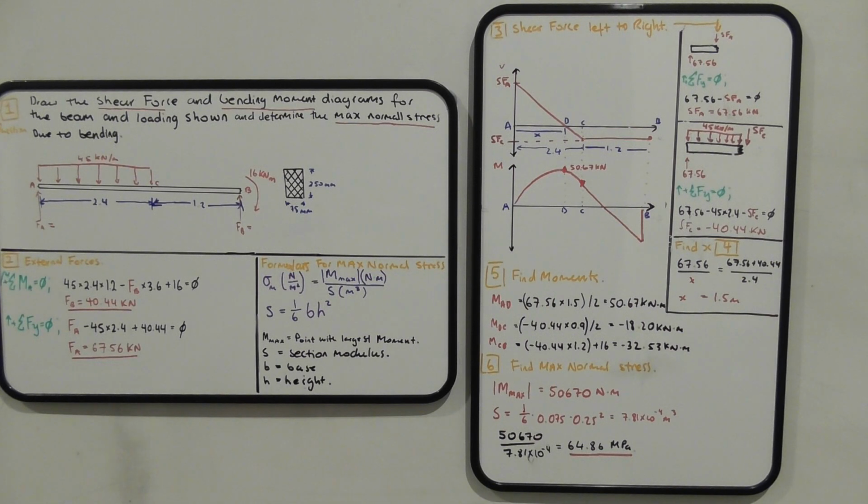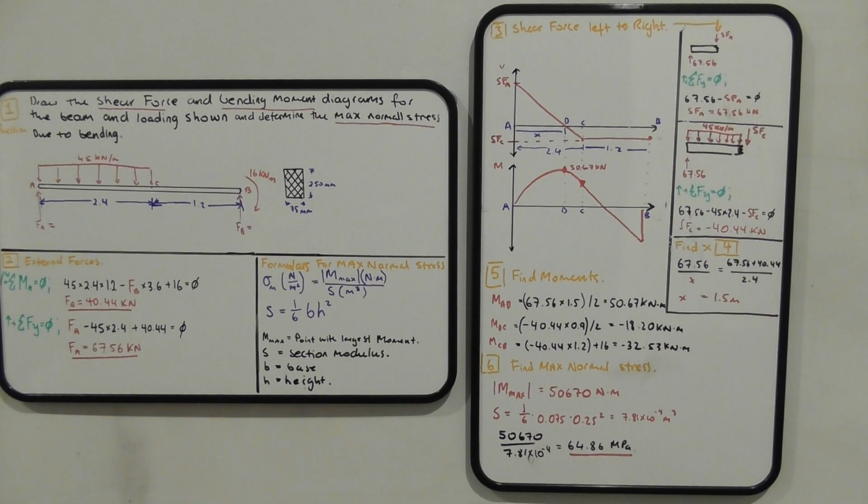Today we have this question: draw the shear force and bending moment diagrams for the beam and loading shown and determine the maximum normal stress due to the bending. This is the problem, and as you can see there are two external members, FA and FB, and a distributed load, and we need to get a shear force and a bending moment diagram for those.